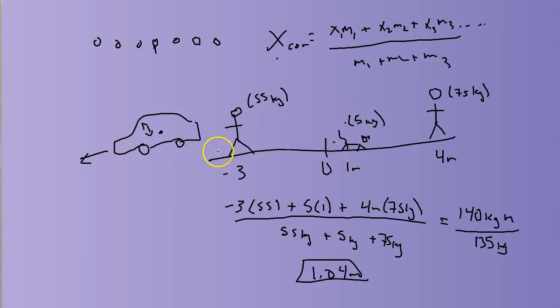Now, if these were all one object connected together, this would be the point at which it would be easiest to balance, which we'll learn about in another chapter. But also, this would be the point where, if you were to rotate this object, it could rotate the easiest. And that's basically center of mass. We'll give you a chance to practice a little bit.